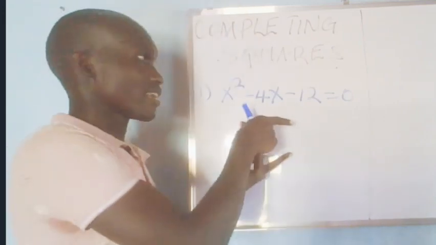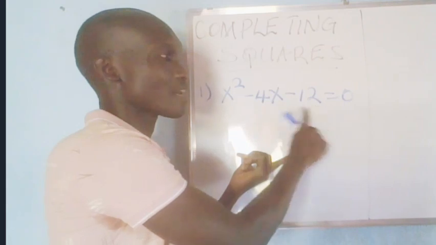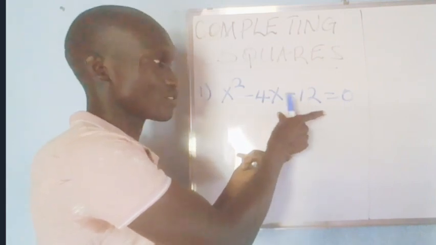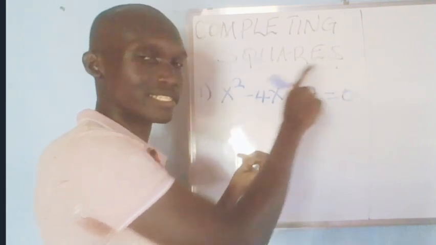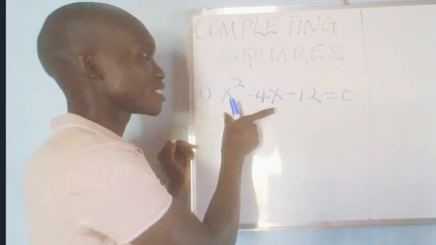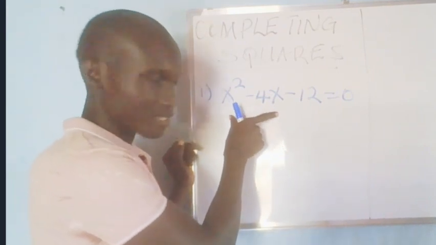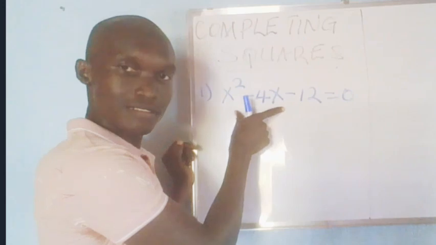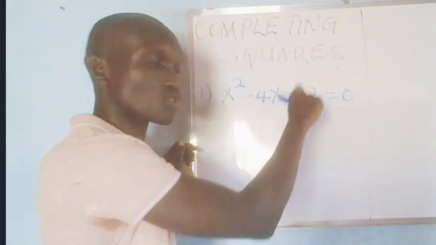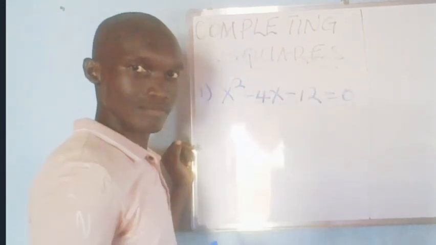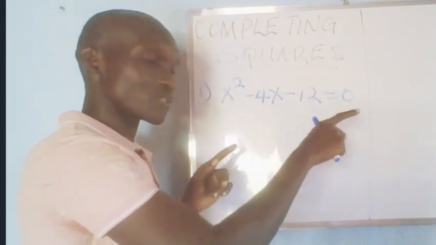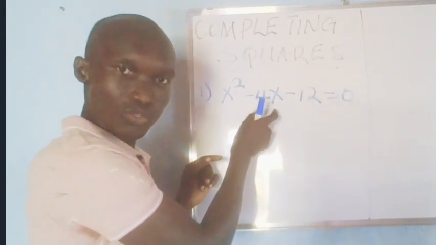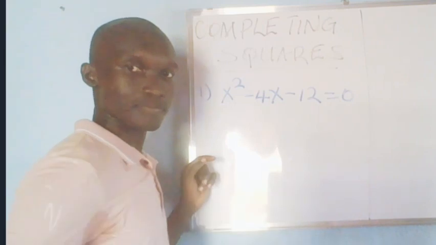Now, when you're given a number like this, make sure this whole number does not remain here. It is taken to the other side of the equation, so that on this side we're only going to have these two terms, x squared minus 4x. So 12, you take to the other side.